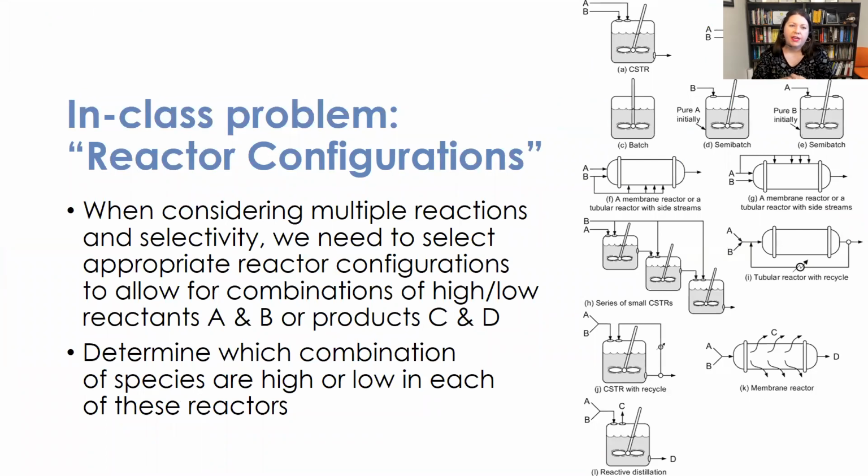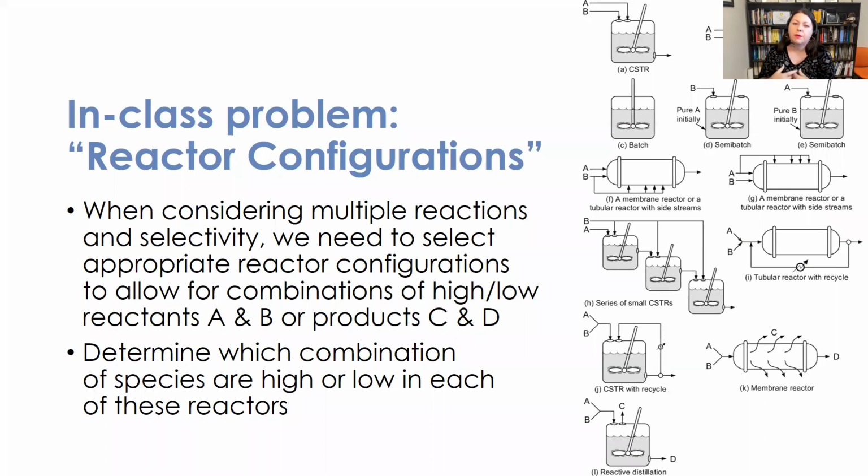This particular in-class problem involves reactor configurations. And so this is an illustration from Fogler's Chemical Reaction Engineering textbook. And there's a really nice example in the book on the page that faces this illustration, but students don't necessarily immediately see how they can generalize this.